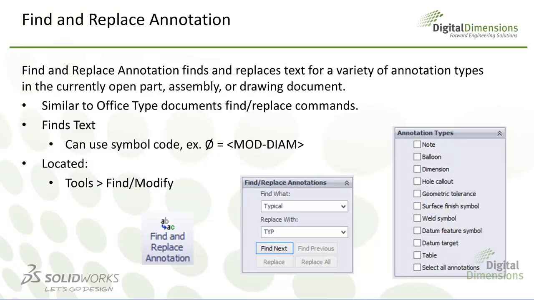One thing to note here on the side is it can also find symbols, but you need to know that symbol code or the syntax. So an example here is the diameter symbol is the mod diameter text. So if you wanted to replace the diameter with a different symbol or just remove it altogether, you can go through and replace that.